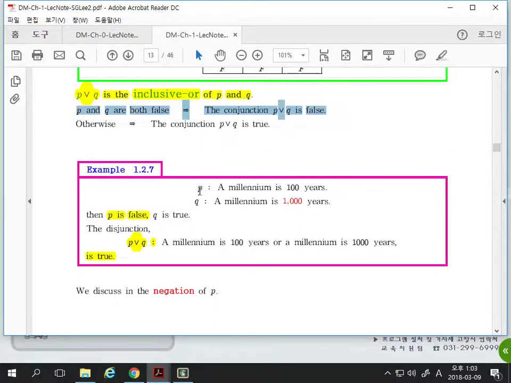Here, P is the proposition the millennium is 100 years, and the proposition Q is a millennium is 1,000 years. Here P is false and Q is true. So disjunction P or Q is a millennium is 100 years or millennium is 1,000 years. So this sentence is true. So it is a proposition.